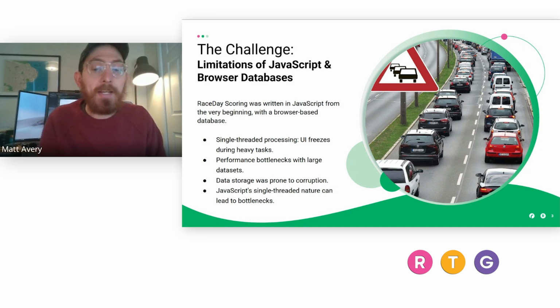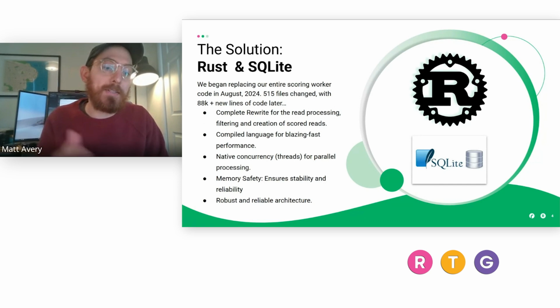And additionally, the system they used for storing the data is a browser-based database. It's not really a great database to use for large data sets. There are also problems with corruption. So these are the basic reasons why we wanted to get rid of the single-threaded nature of JavaScript and move over to Rust and SQLite. We began writing this rework in August of 2024. We changed 515 files and 88,000 lines of new code. It's a complete rewrite for the way we process reads, filter the reads that we've processed, and create scored events.